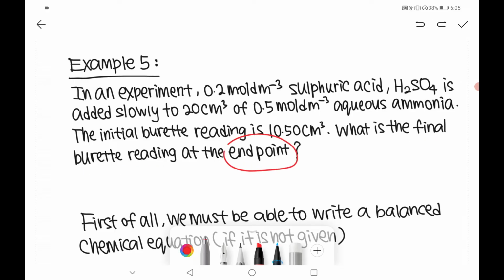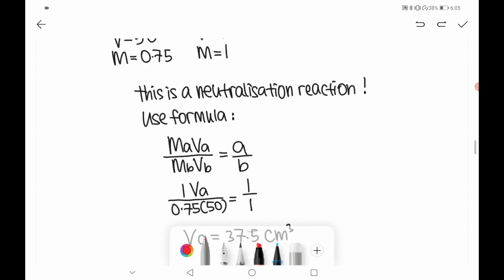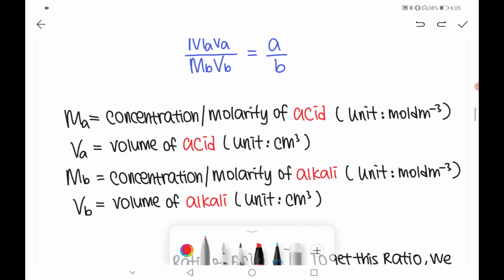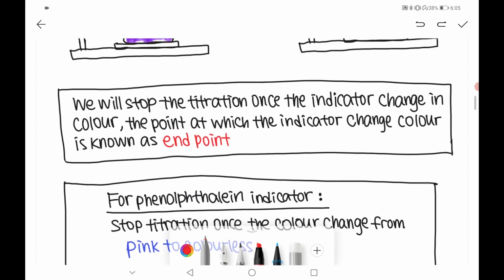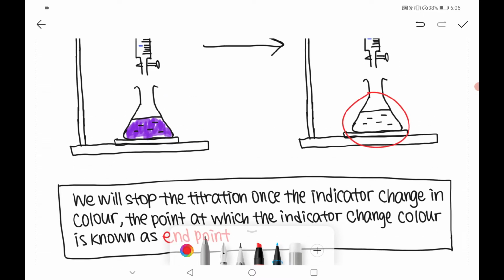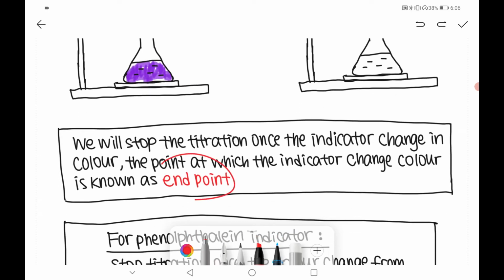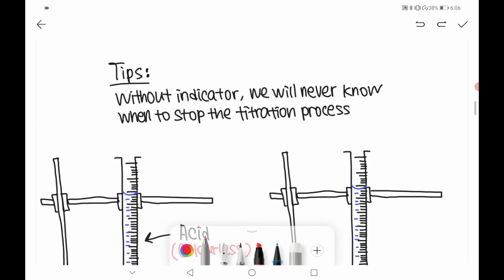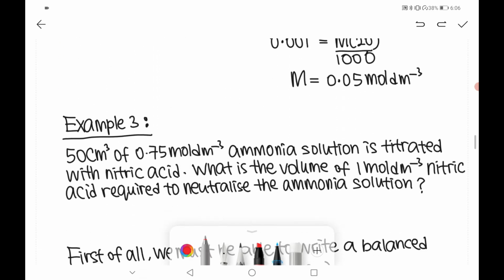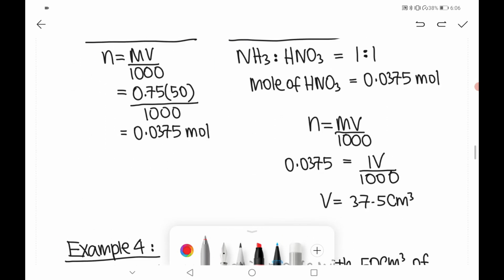So what is end point? End point means the end of titration. Just now I didn't explain what is end point, right? So now let's look back. The point where the indicator changes color is known as end point. When you see the indicator change color, it means the titration already ends, and that is called end point. End point means end of titration. The titration process is finished. That is called end point.